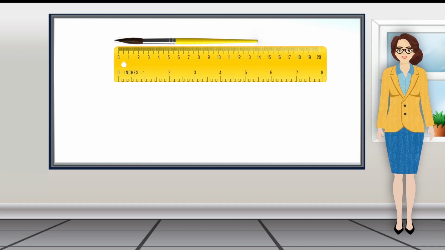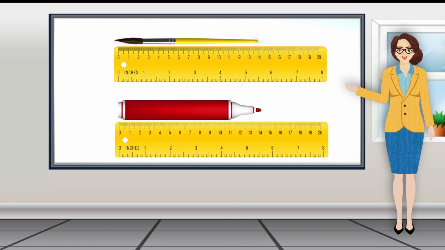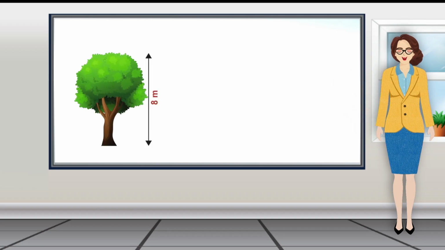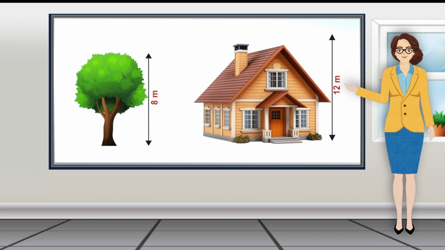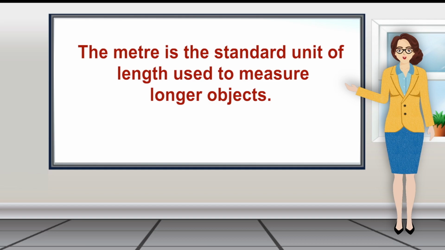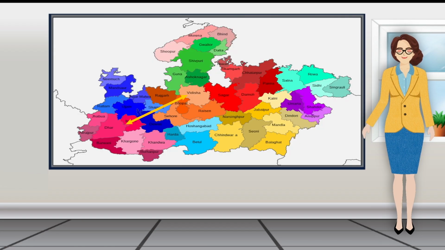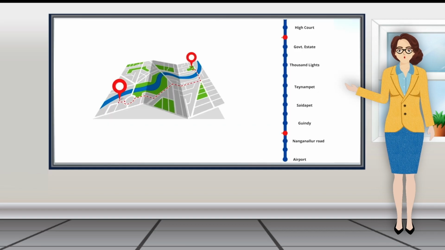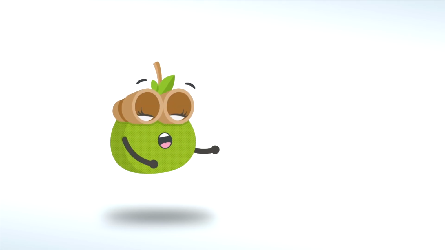To measure small things such as the length of a brush or a marker, we use the unit of centimeters. To measure longer lengths such as the height of a tree or a house, we use the bigger unit of meters. The meter is the standard unit of length used to measure longer objects. To measure larger distances such as the distance between 2 cities or the length of the metro route, we use the unit of kilometers. Wow, it is great fun.